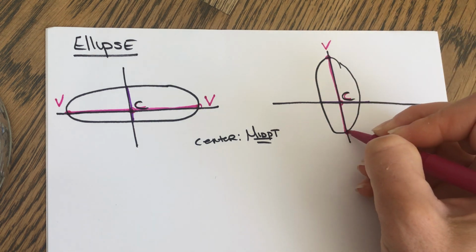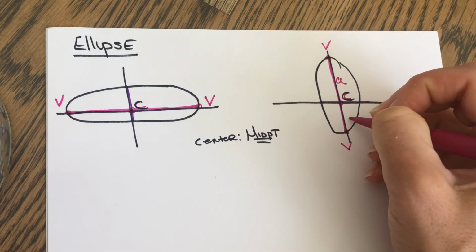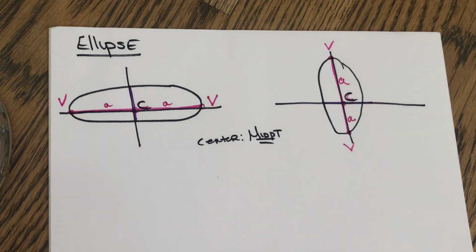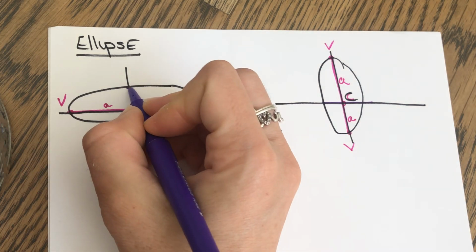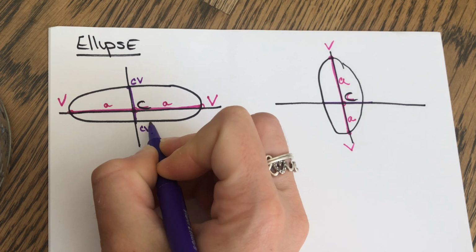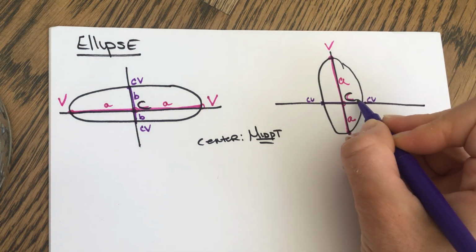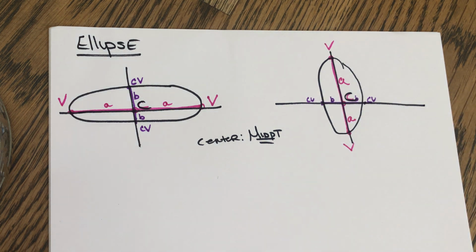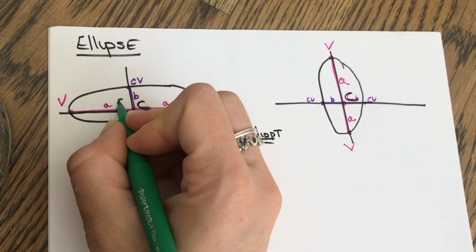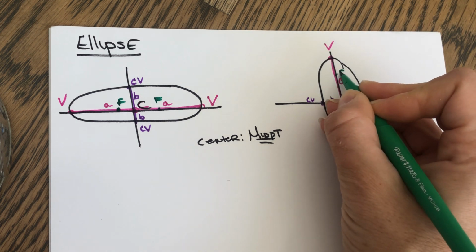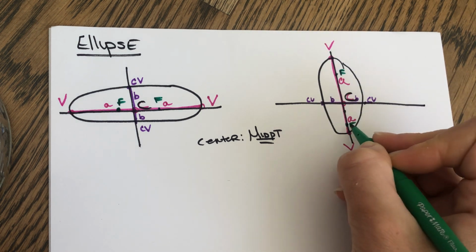Longer ones are vertices. And that is your A value. Your vertices are your A value, okay? Then you have your co-vertices, which are your shorter ones. That's our B value. Co-vertices are B value. And then obviously we should all remember your foci is always along your vertices. The foci just attach to your vertices wherever that goes. I'll just put it longer here.